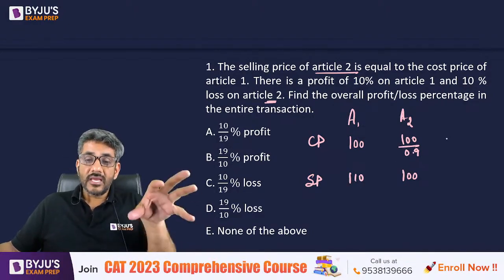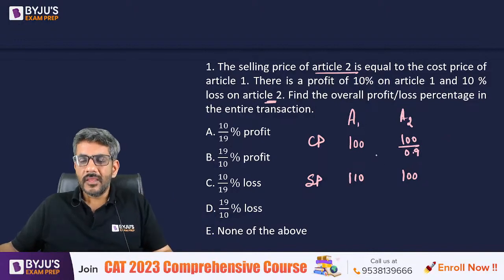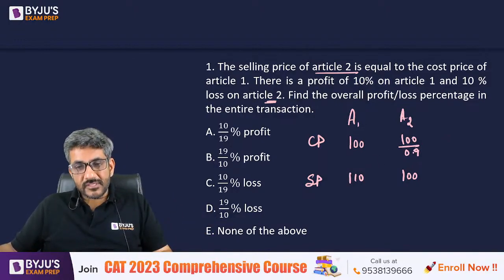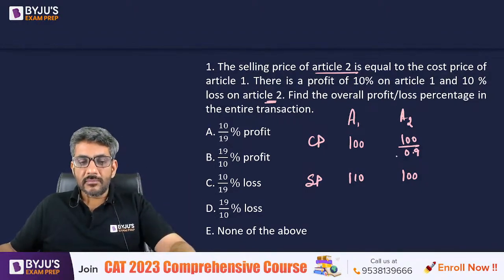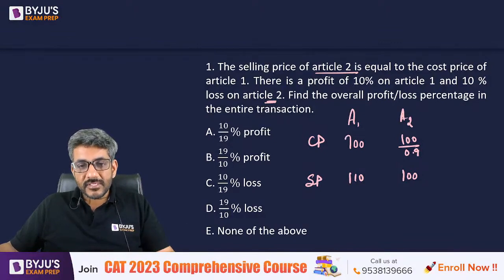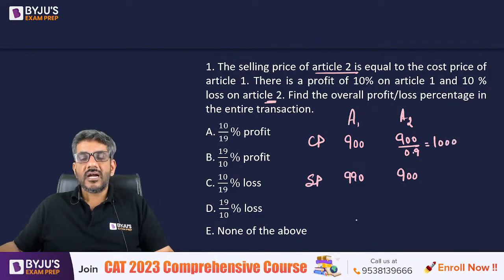So now I can make this question actually a little easy. 100 is the number that I have assumed. If 100 was divisible by 9, I would not have had a fraction over here, right? This is where your flexibility of choosing numbers comes into picture and can make your job very easy. I am saying that instead of 100, you assume 900. This would also become 900. This would become 990, and this would become 900 divided by 0.9, that is equal to 1000. So this makes the work easier.